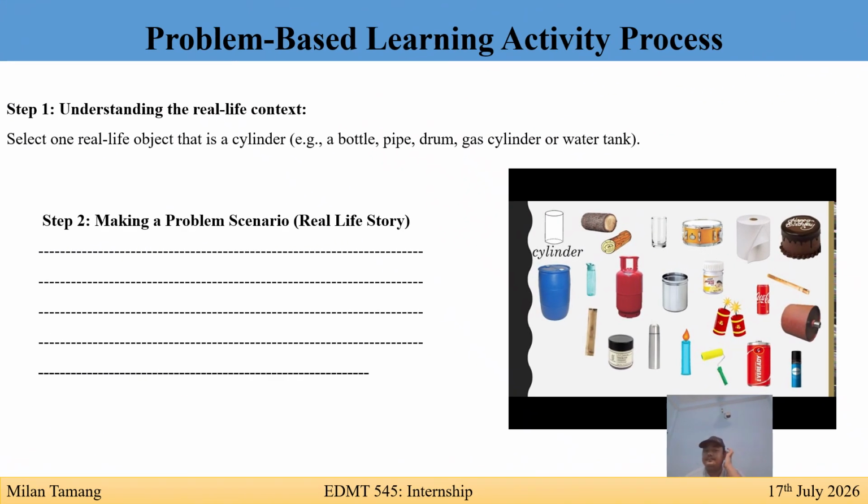First of all, we have to understand the real-life context related to the cylinder. So we can select one real-life object, that is cylinder. It is in the form of cylindrical shapes like bottle, pipe, drum, gas cylinder, or water tank, which you can see here in the figure. There are so many diagrams which are in the structure of cylinder. After that, we have to make the problem.